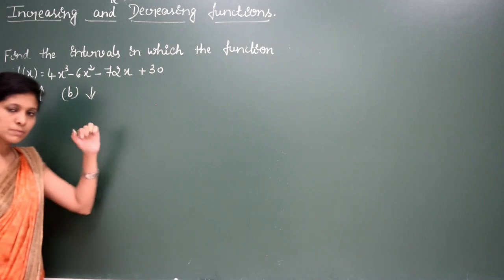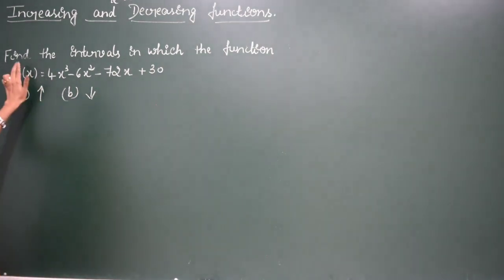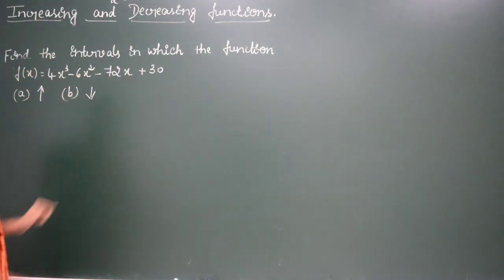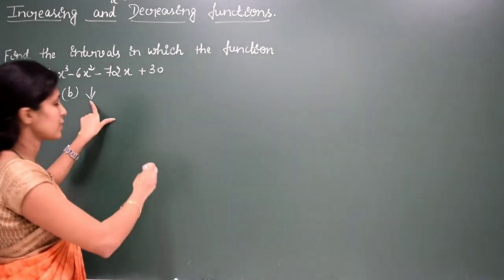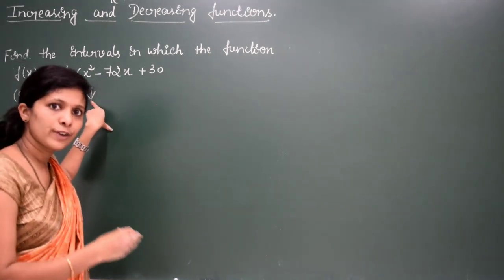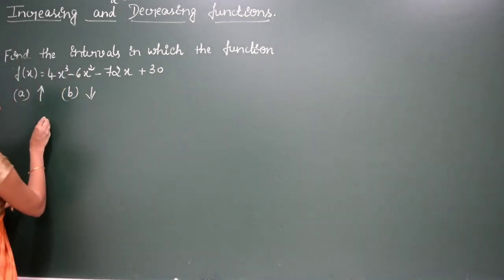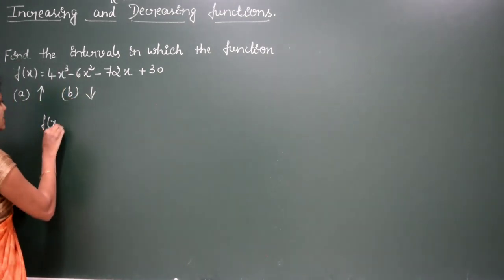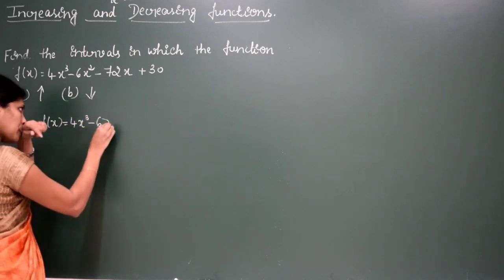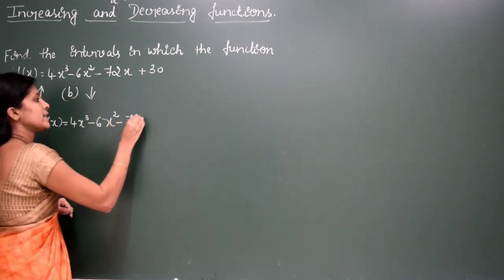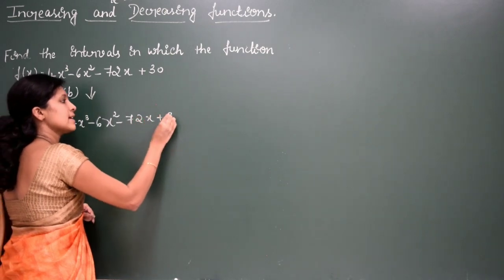See this problem, similar to the previous one. Find the intervals in which the function is given, and you have to check where the function is increasing and where the function is decreasing. I mean, we need to find the intervals. First, we'll write the function as it is. f of x is equal to 4x cube minus 6x square minus 72x plus 30.